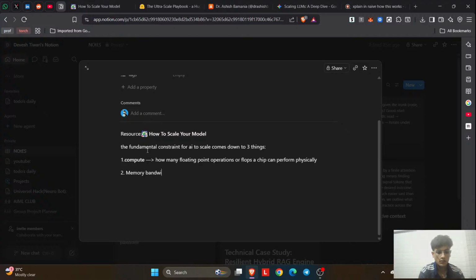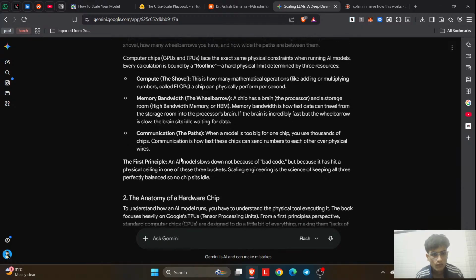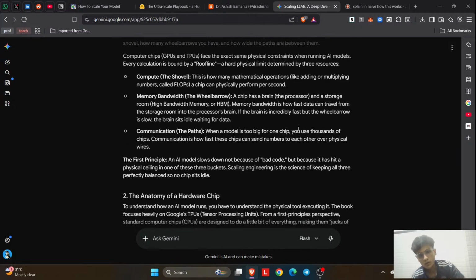Memory bandwidth. So basically, how much a processor or a chip has a brain. Communication. When a model is too big for one chip, you use thousands of chips, the sharding, the one I said.